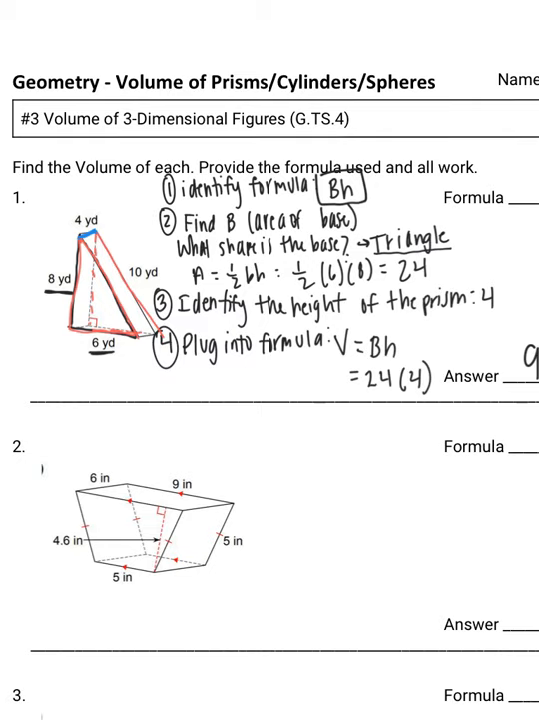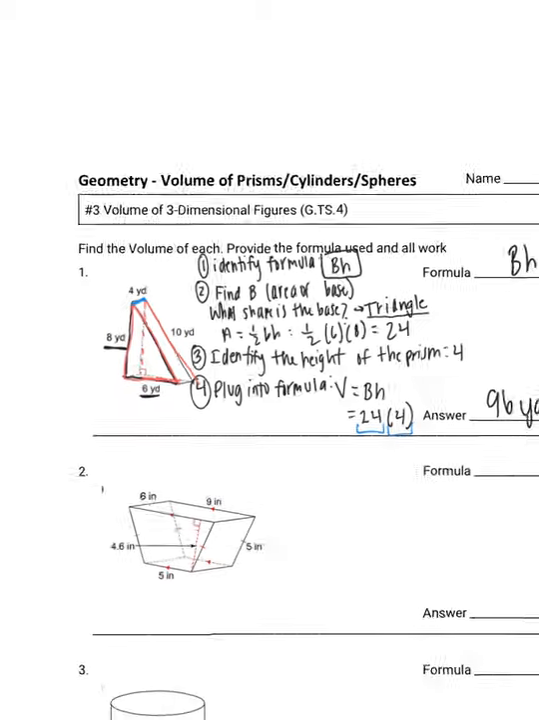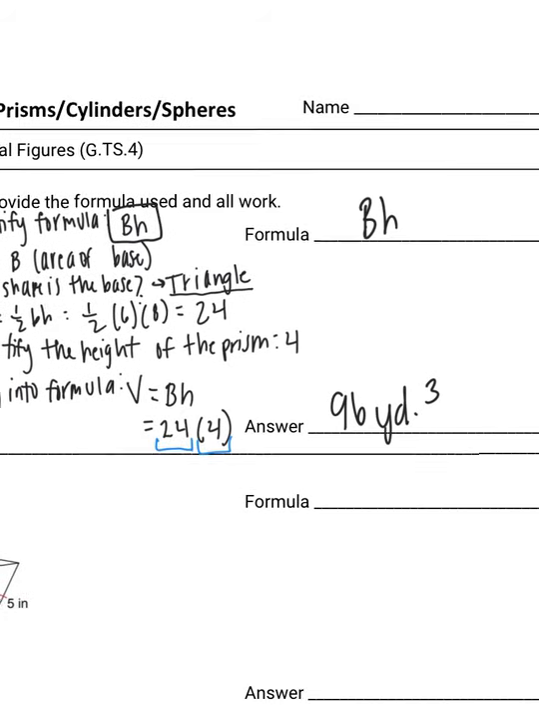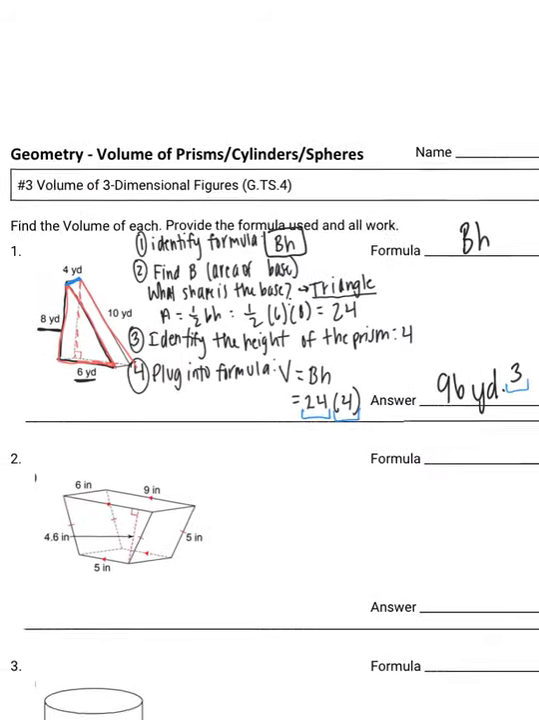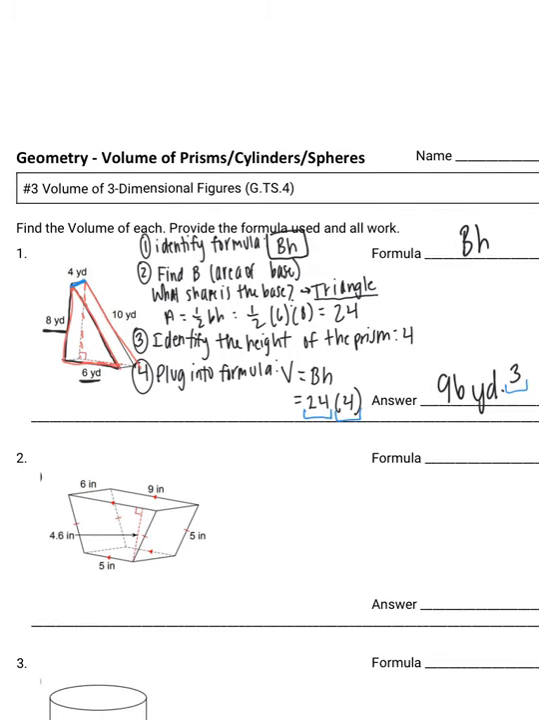Then all I do is plug my numbers into my formula. So the volume is big B times h. So I found big B to be 24 and I found h to be 4. When I multiply those two things, I get my answer to be 96, and my units are yards cubed because it's a volume. So this was just a quick overview I wanted to show you guys super quick, so it's a little bit more organized and it's a shorter video.